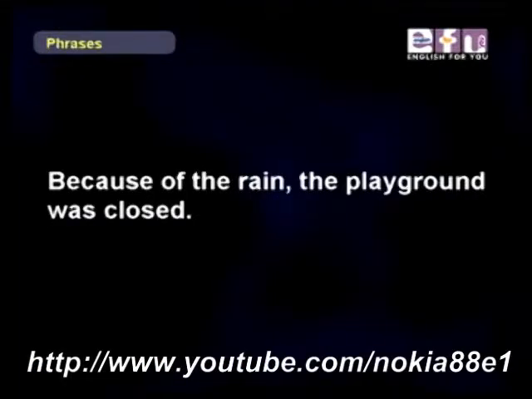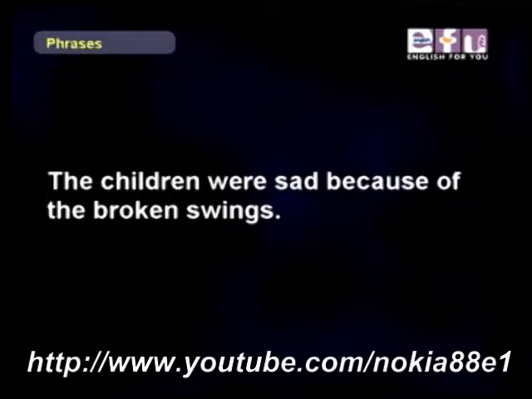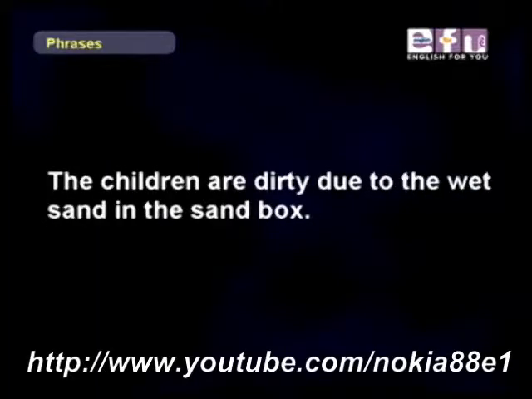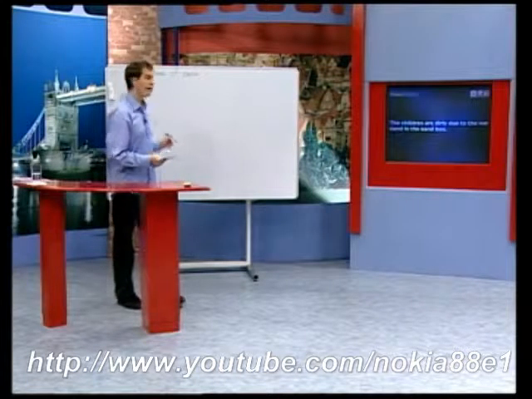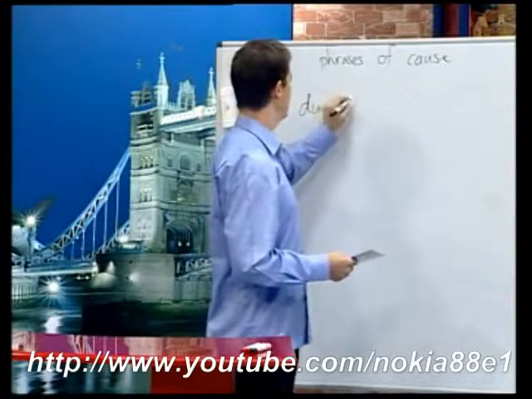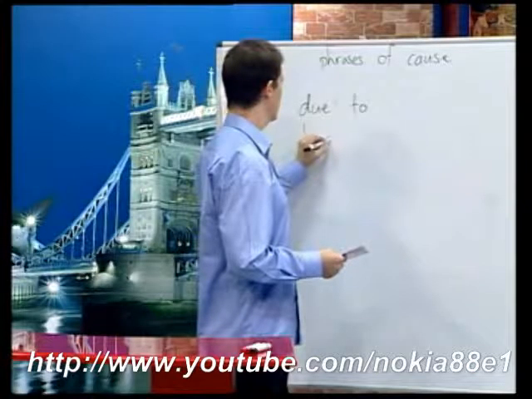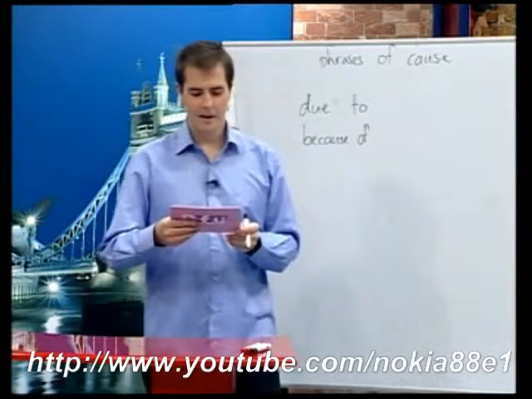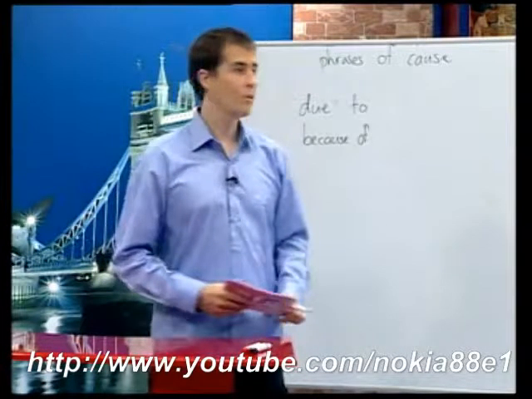Because of the rain, the playground was closed. The children were sad because of the broken swings. Due to the humidity, the wading pool was full. The children are dirty due to the wet sand in the sandbox. Due to and because of are phrases of cause. They mean as a result of or caused by.